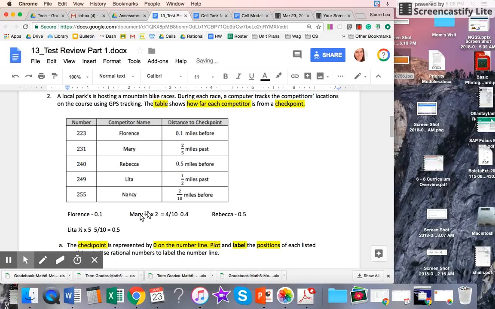Okay, and I have to check. Lydia's past, so we're okay. And then Nancy, I like Nancy quite a bit too because she's already in tenths, 2/10, which I know is represented as 0.2.